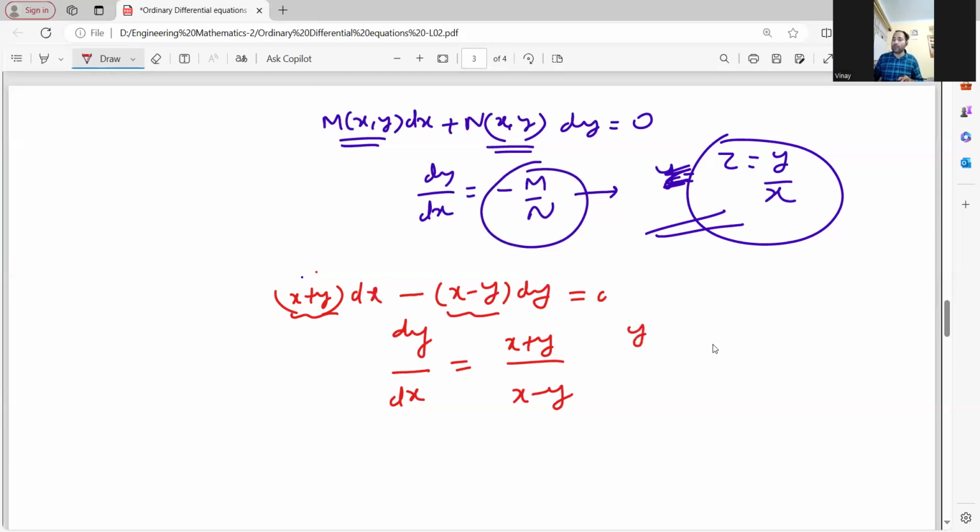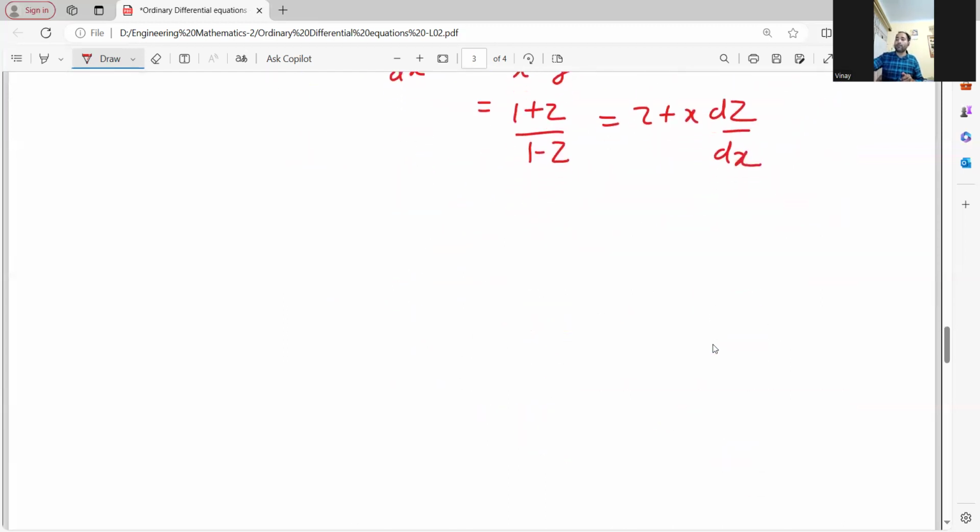Now what will you do? You will put z is equal to y by x. You just divide denominator and numerator by x. This would be 1 plus z upon 1 minus z. And dy by dx is nothing but what we solved earlier, z plus x dz by dx. From here, you can separate z function separately and x function separately. You can do some mathematical manipulation here. You will get (1 minus z) upon (1 plus z square) dz is equal to dx by x.